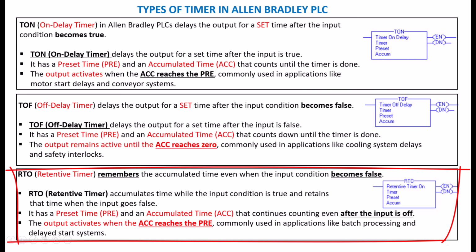However, if the input goes false, the RTO retains the accumulated time instead of resetting it to 0. When the input becomes true again, the timer continues to count from where it left off. The output will activate once the accumulated time reaches the preset time. The RTO is useful in applications like batch processing, where you may need to track how long a process has been running, even if it stops momentarily.